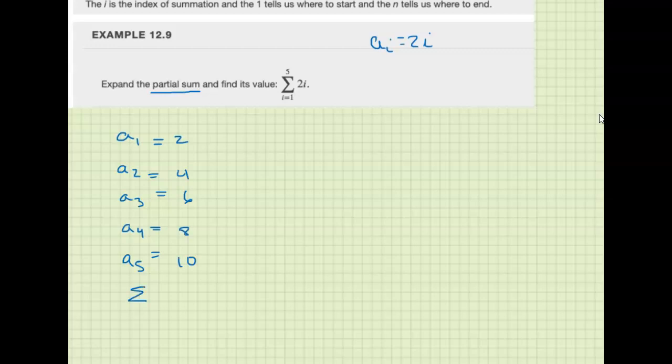And then sum means that you're adding these up. So we have 10, 20, 30. So the sum of all these numbers is 30. There we go.